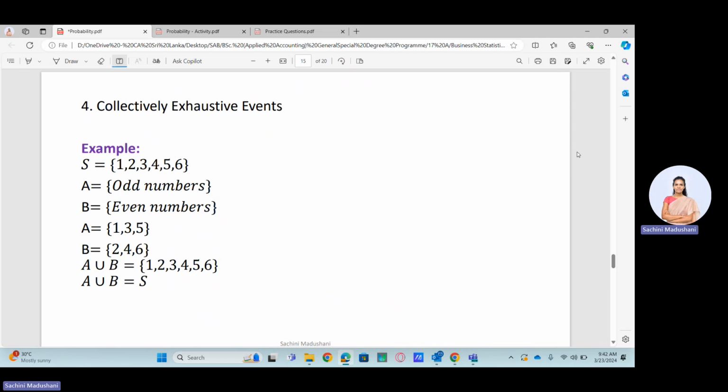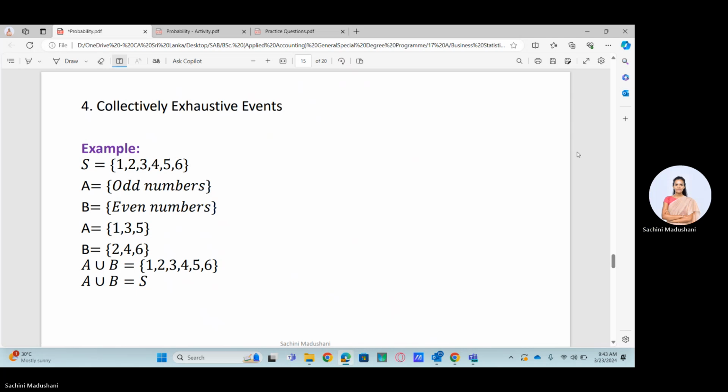Understood? Then A and B are collectively exhaustive. Why? A union B is equal to our sample space. When the union expresses all of our sample space, we call it collectively exhaustive. A is getting an even number, B is getting an odd number. We write it as the union, and in the union we write all the elements in the sample space. That is the way we can show that the two events are collectively exhaustive.